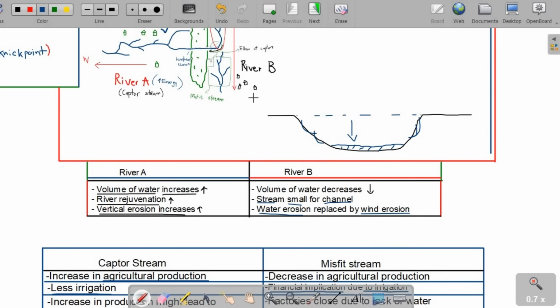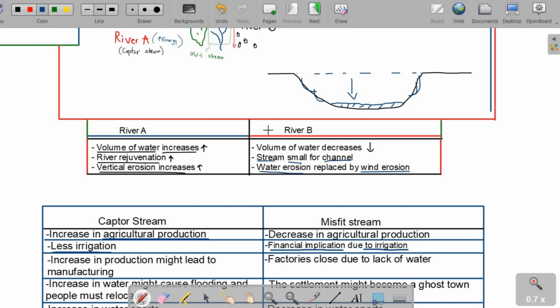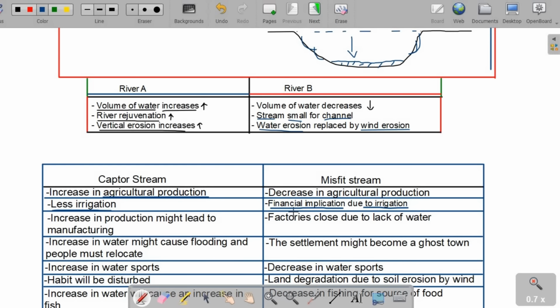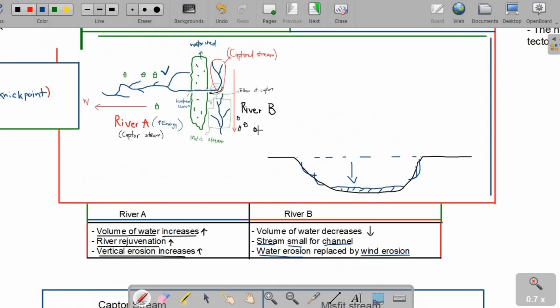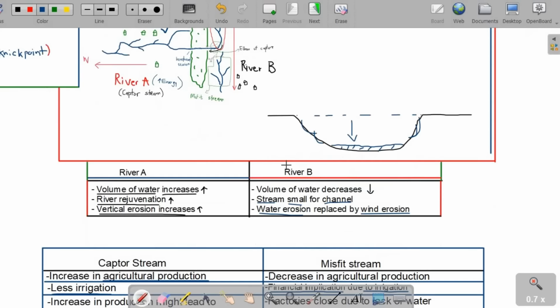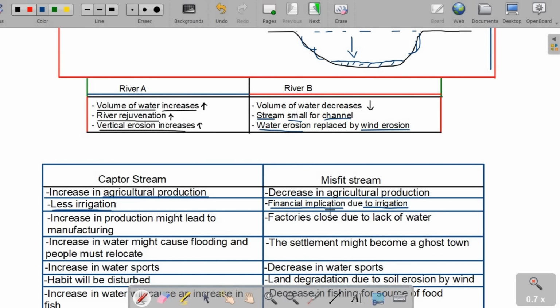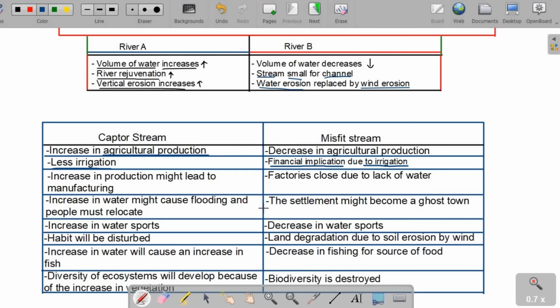So if I'm a farmer there and I've been producing a particular number of fruit per year, in order to keep on doing that, because now I no longer have water, I have to install irrigation and pay. So on my side, it's not really good in terms of the financials. So I'm going to struggle financially due to the irrigation system that I have to install.